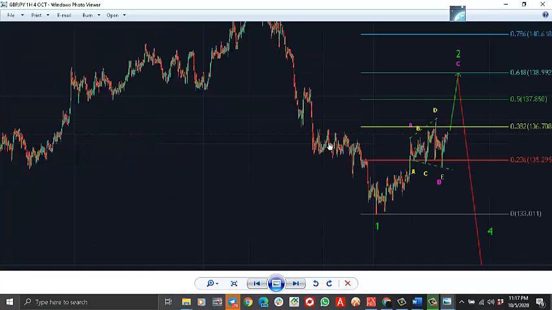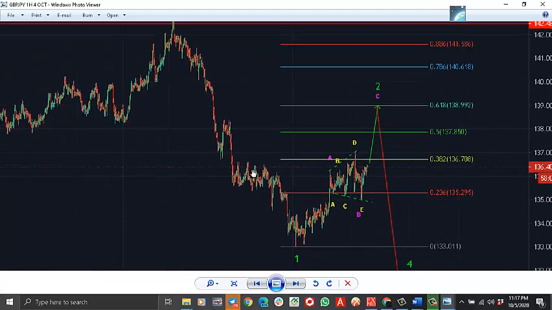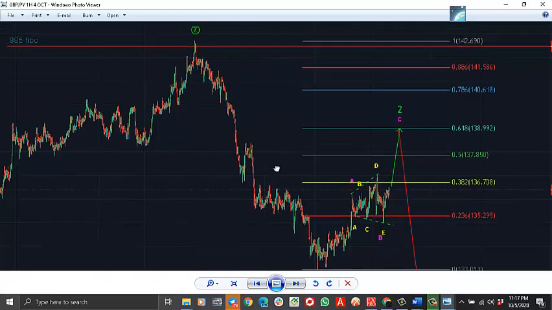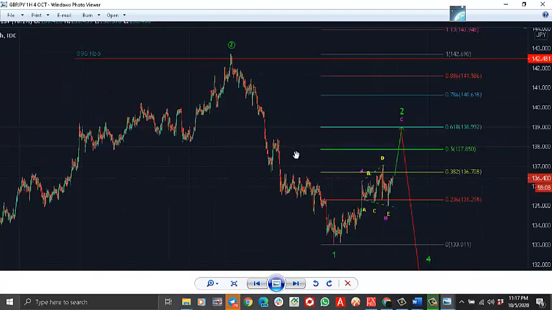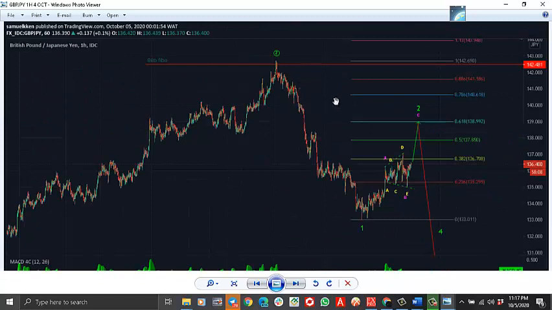You can see that this move is an impulse, but I didn't label it because I don't like how it looks. But nevertheless, it is a 5 waves impulse. But I don't like the way it developed. That's why I didn't label it. But if you like, you can put 1, 2, 3, 4, 5. But what matters is the structure. I am more interested in the structure than what the market is doing.